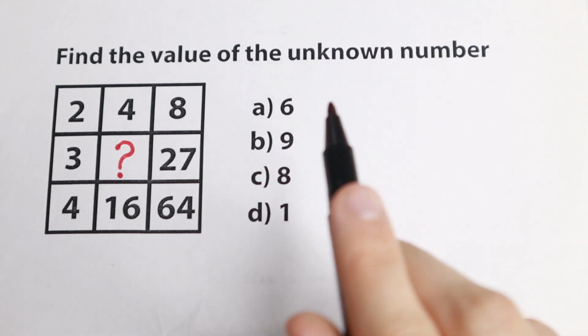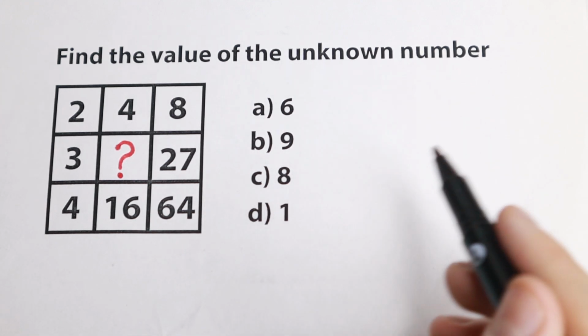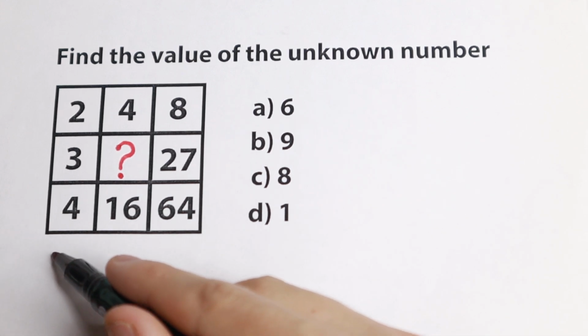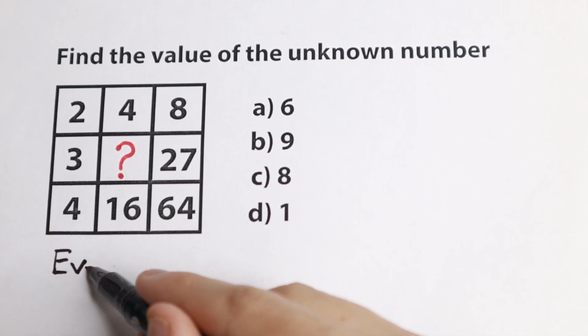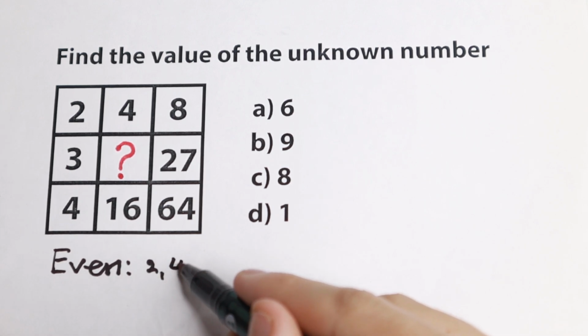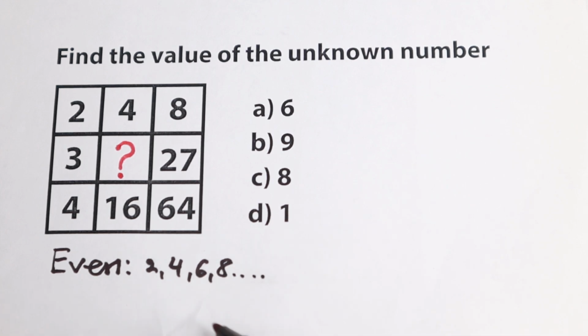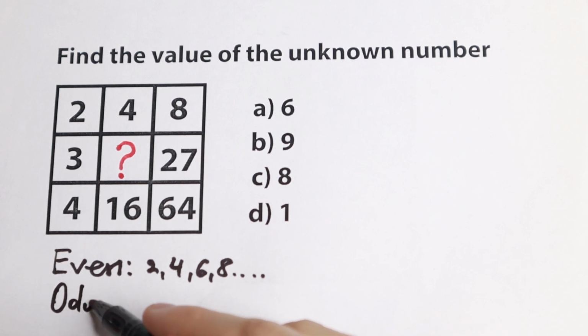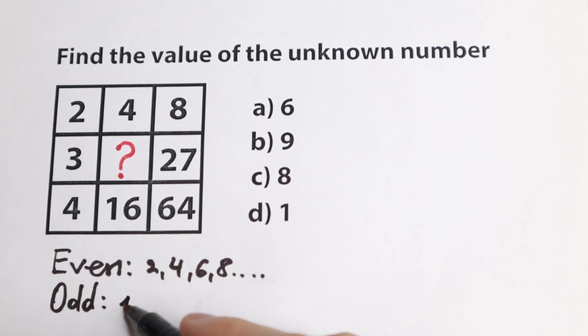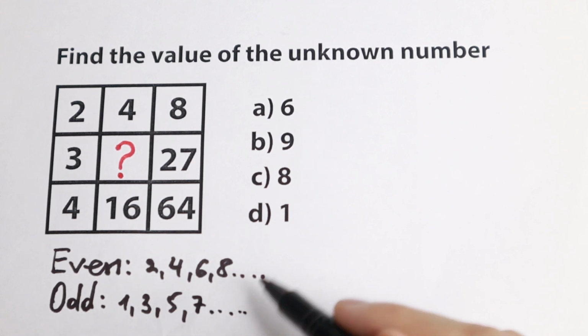But I want to start with the basic thing. We have a logic problem, so we need to start with even and odd numbers. So we have even numbers. We all know even numbers. We have 2, 4, 6, 8, and a lot of even numbers. An even number can be divided by 2. And we have a lot of odd numbers: 1, 3, 5, 7. They cannot be divided by 2.